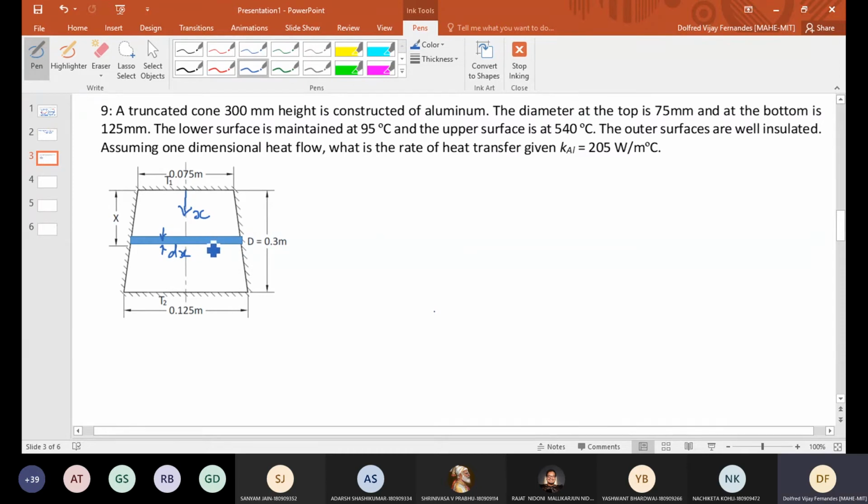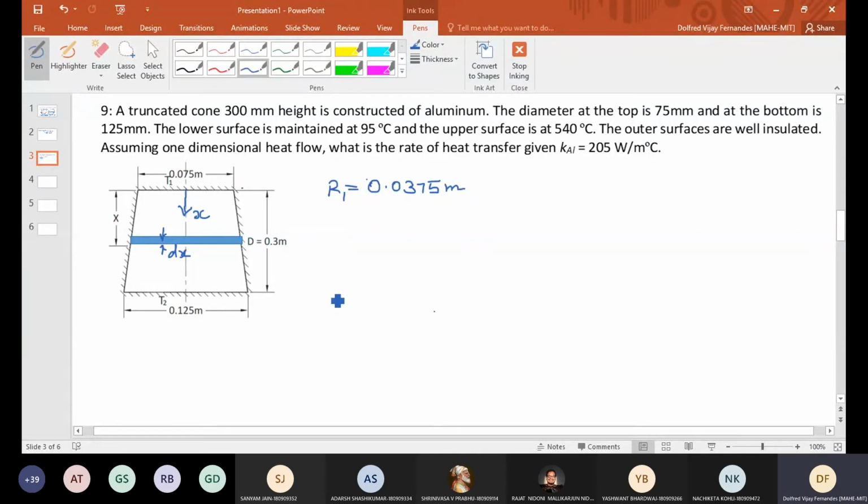radius or the area change for this element of thickness dx. Now this element is at distance x from the top. So what is the radius at that location? We have to write the equation for that. So let me say radius r1 is the top radius here. What is the value? Diameter is 0.075 meter, so radius will be 0.0375.